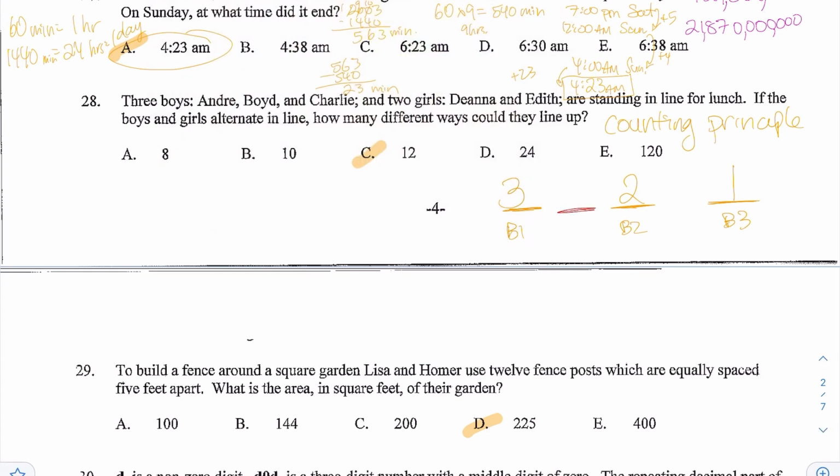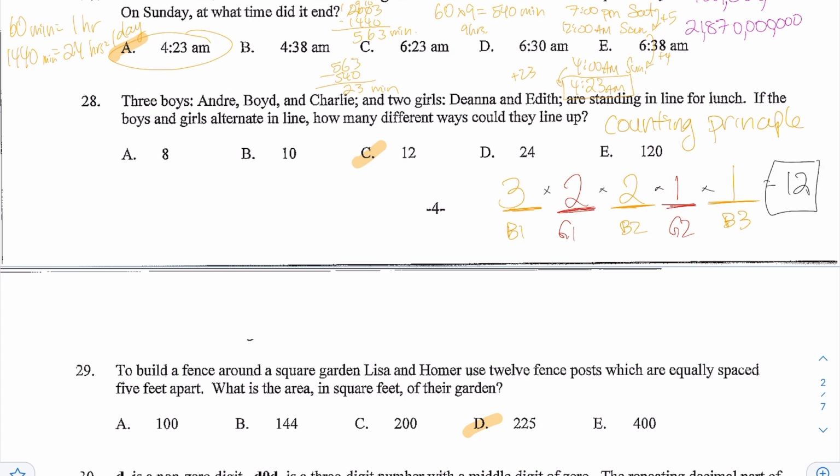And then for the girls, G1 and G2, you have 2 different girls. So you have 2 possibilities for the first position, or the second position in this case. And then for the fourth position, I have just 1 possibility. And for the counting principle, you always want to multiply because it's a tree diagram. So 3 times 2 times 2 would be equal to 12.